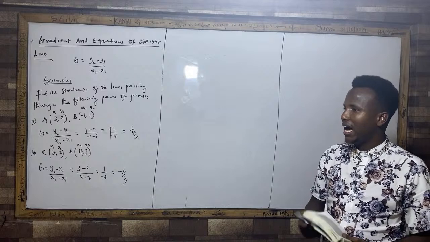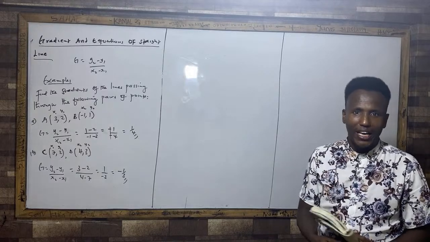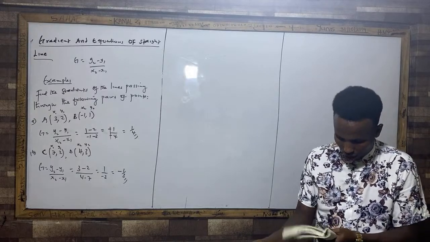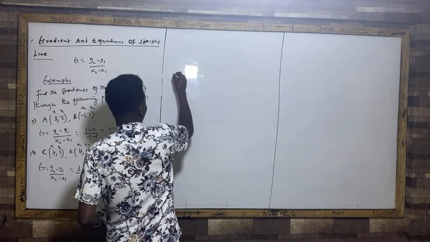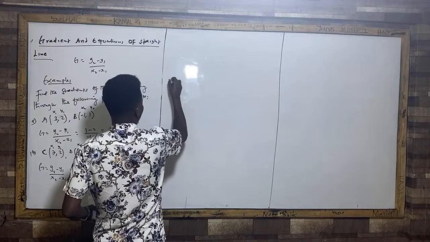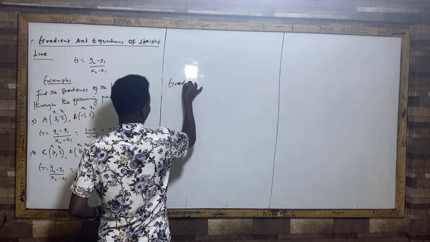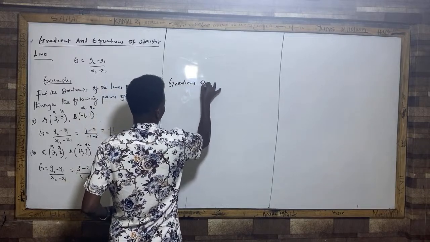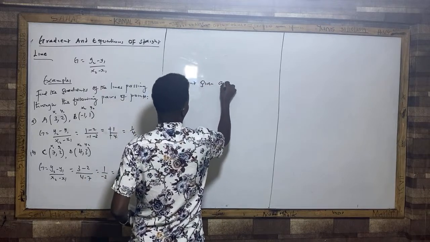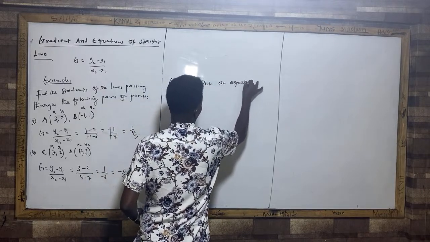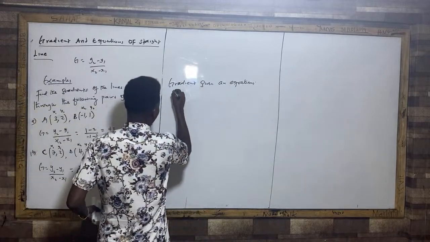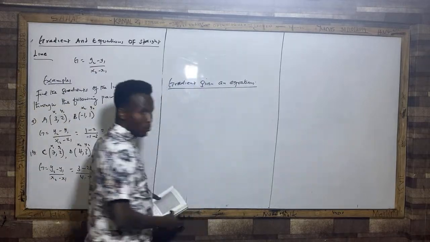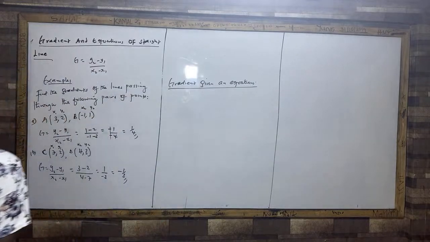Now let's see how to get the gradient of a line given the equation of a line. Given an equation, getting the gradient. Gradient given an equation. How are we going to tackle such kind of questions now?